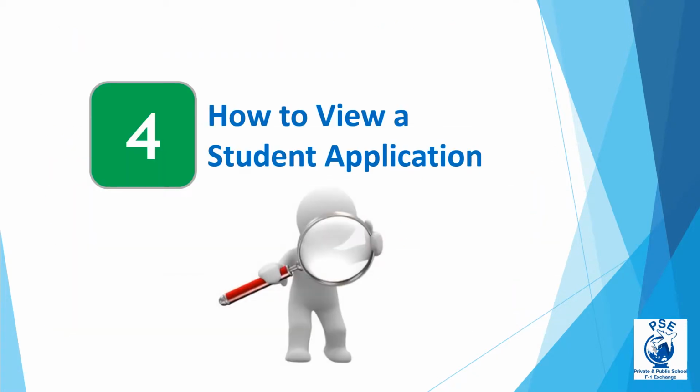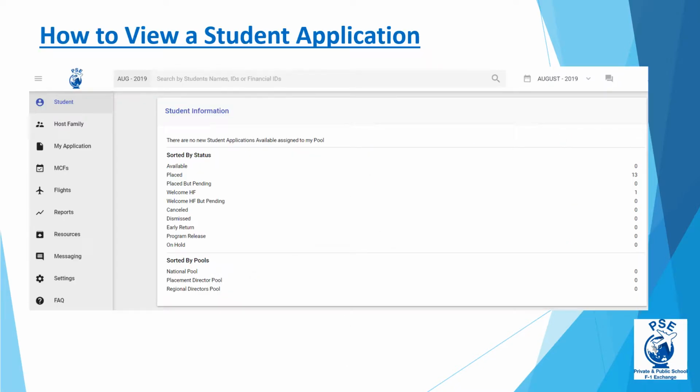4. How to view a student application. As a reminder, you will need to ensure that the program start date is set to the correct placement season, for example, August 2019. Also, if you're going to be placing a student for a different date, make sure to change the date in the drop-down menu to ensure that it's accurate.